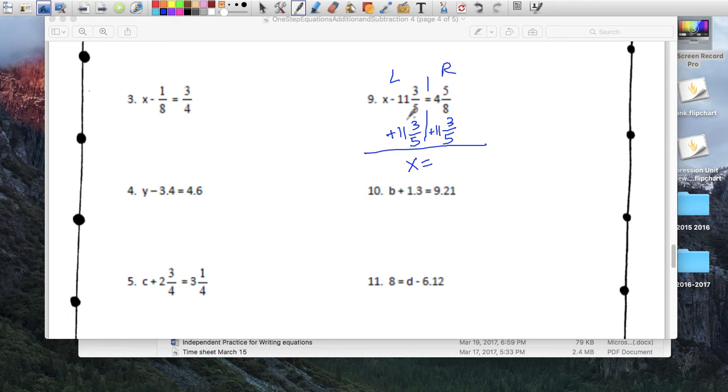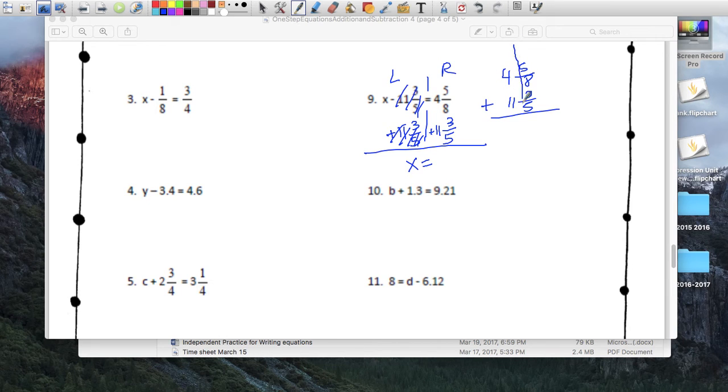Minus 11 3/5 and plus 11 3/5 will equal 0. So these will eliminate themselves and equal 0. So all I'm left with is x. On the other side, I have to add 4 5/8 and 11 3/5. You can change this to an improper fraction, or you can add the fractions first and add the whole numbers separately. So let's do that for this example.